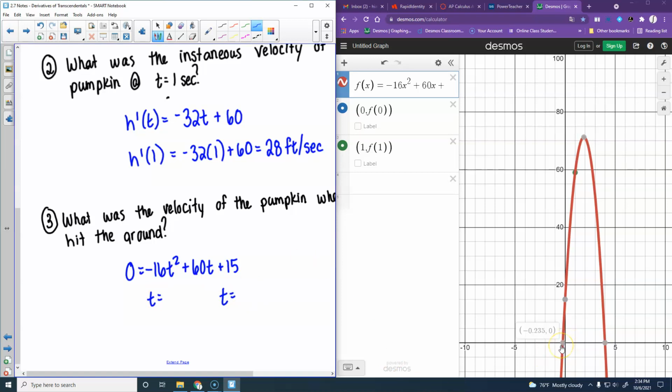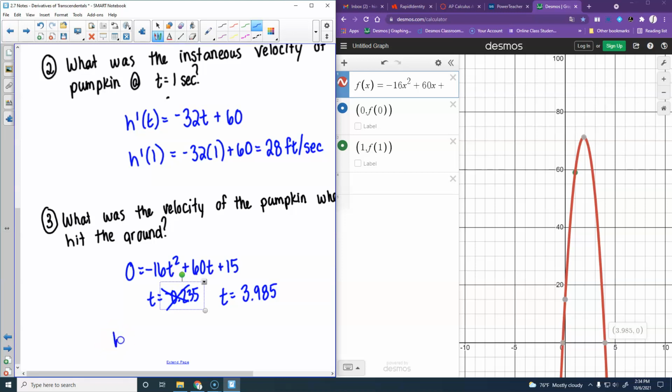So you would have negative 0.235, but that doesn't make any sense in this particular context, so we throw it out. And then the other one is 3.985. And that is the time whenever it hits the ground. So that's what we want to use.